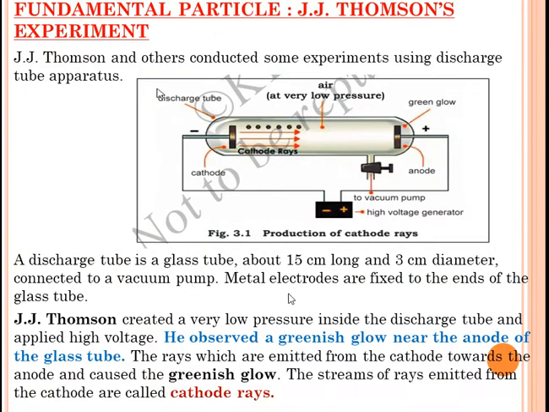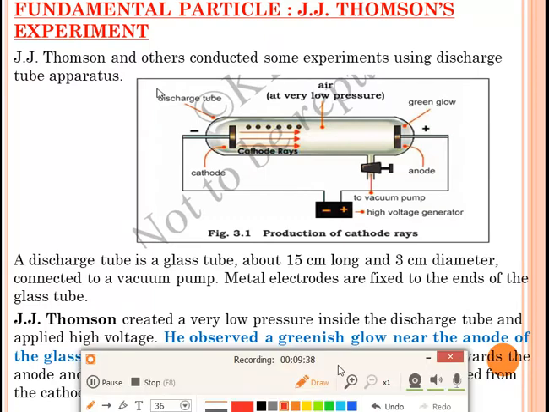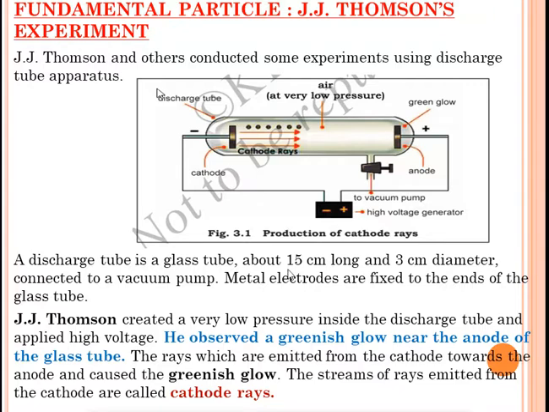Connected to a vacuum pump, metal electrodes are fixed to the ends of the glass tube. You can see the discharge tube, it is 15 centimeter long and 3 centimeter in diameter. This is the thickness. After that we have two electrodes. One is known as the cathode, another one is known as the anode. Cathode is negatively charged and anode is positively charged.